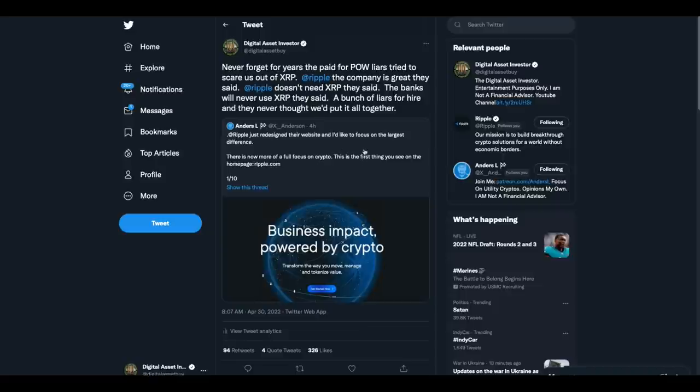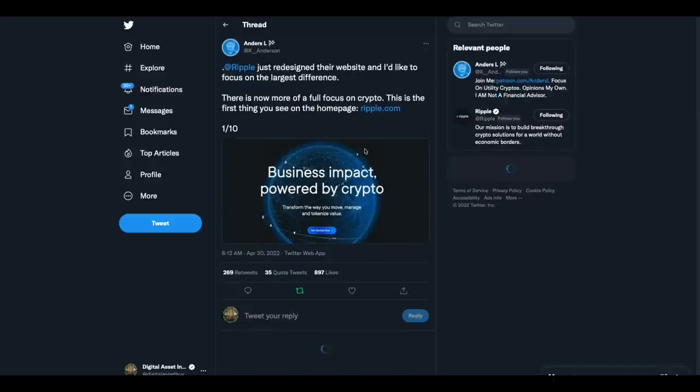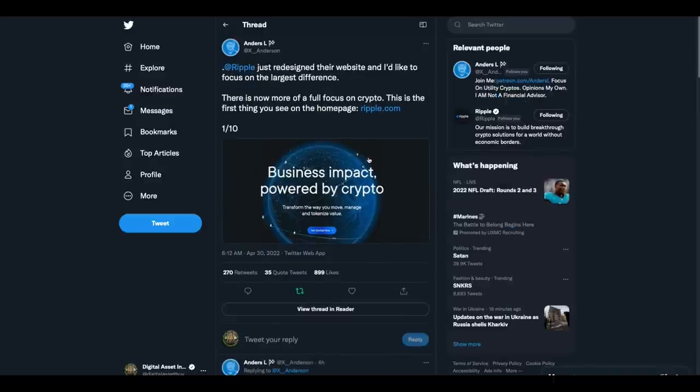And it's so true, folks. That was what they always said. Oh yeah, we think Ripple, the company's great, but I just don't understand XRP. And they were lying through their teeth, and they know it. They didn't think that anybody would look much further past that. Now look at this, Anders L.